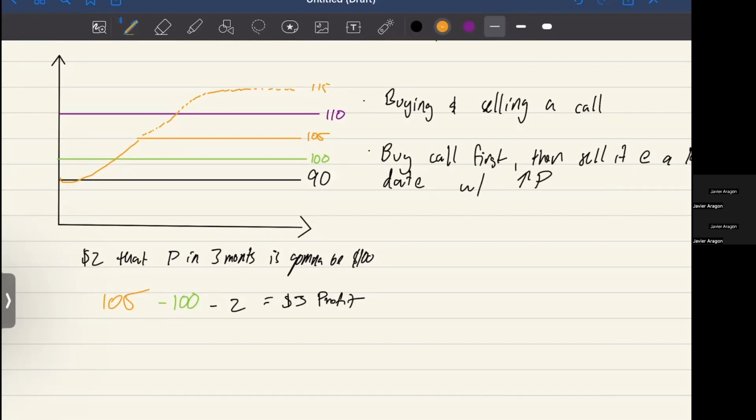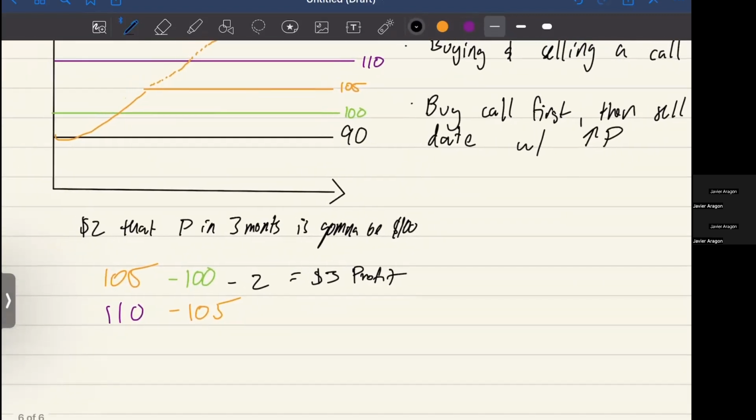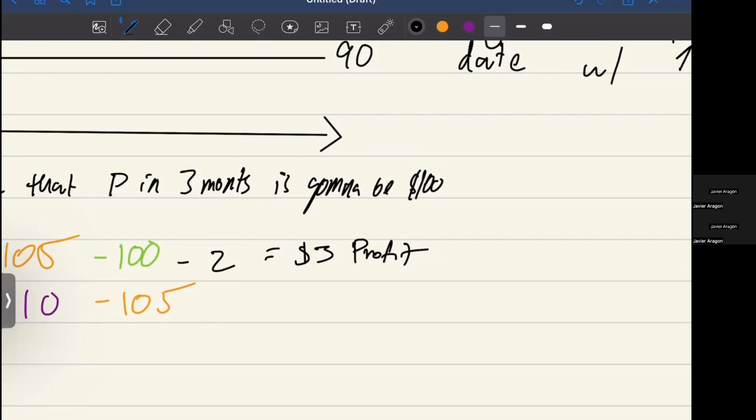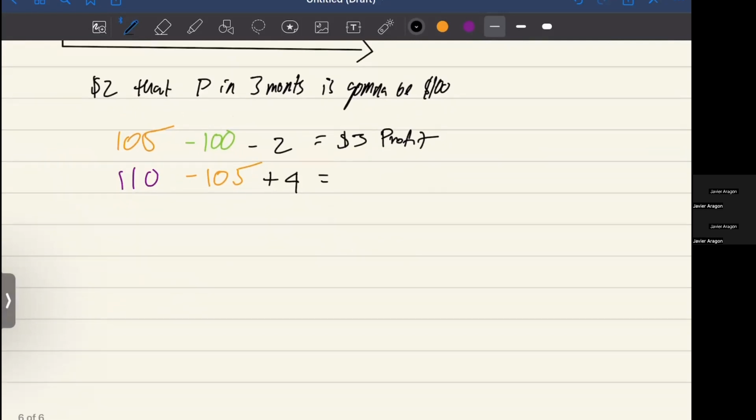So here, technically, you're buying at 105. You are selling at 110. And let's say that this guy bet you $3 or $4. So you earn yourself $4 that was bet against you. So you sold at 110 minus 105, that's 5, plus 4. That is $9 of profit.